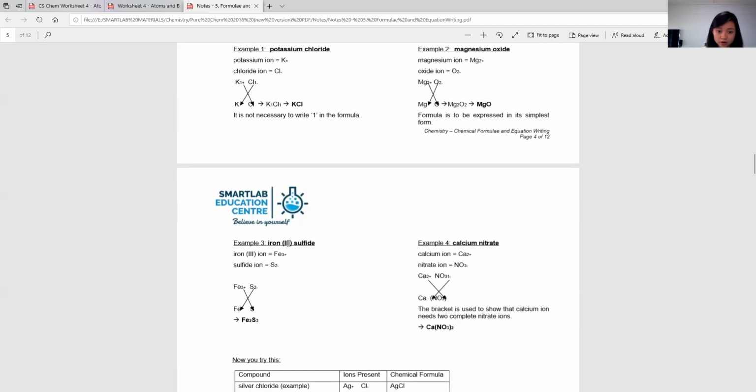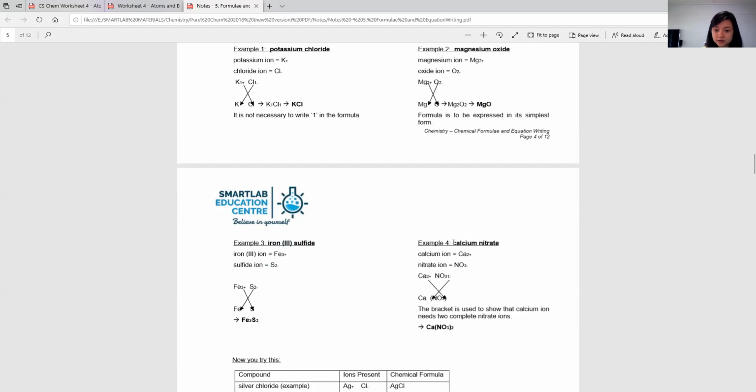Okay, if you got iron 3 sulfide, so iron 3 straight away is a Fe3+. Then your sulfide is sulfur. Okay, so you look at your periodic table, it's under group 6, so it's a 2-. So when you crisscross, you copy the Fe, take down the number 2, copy the S, take down the number 3.